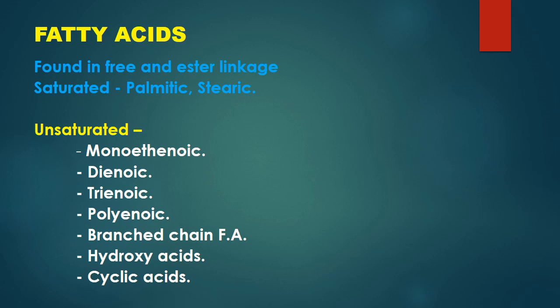Saturated means there is no double bond between the carbon atoms, whereas unsaturated means there are one or more double bonds between the carbon atoms in the fatty acid chain. In the unsaturated, there are several categories like monoenoic or monounsaturated, dienoic with two double bonds, trienoic with three double bonds, and polyenoic, where there are many. Similarly, it may have branched-chain fatty acids, hydroxy acids or cyclic acids.